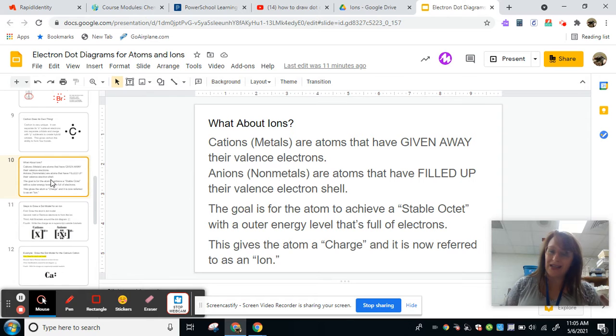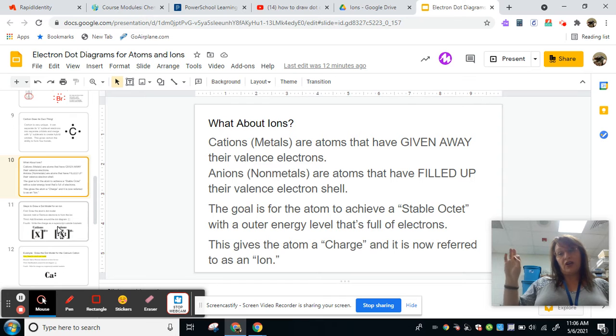So let's talk about ions. Ions are atoms that have either gained electrons or lost electrons. What happens for metals is that they always give away all of their valence electrons. And that's going to leave them underneath with a full outer energy level. So that's how they achieve their stable octet. Anions are formed by nonmetals, and they do the opposite. They will take electrons away from other atoms in order to fill up their outer energy level and achieve their stable octet that way. And that means that your atom now has a charge. It's either gained electrons or lost electrons, so it's charged.